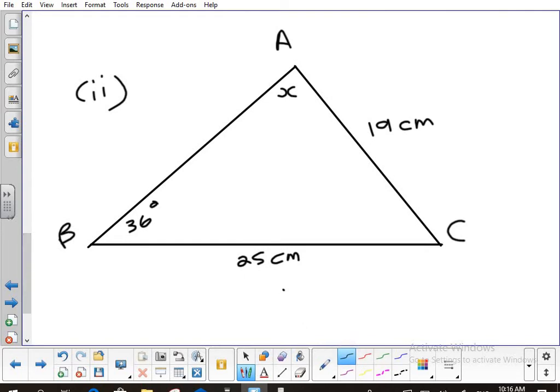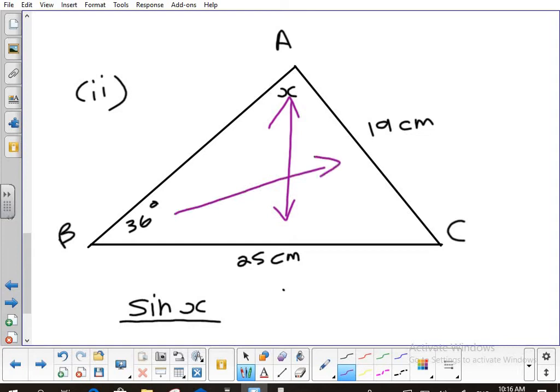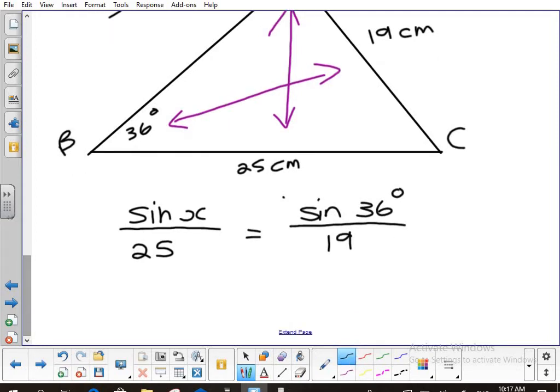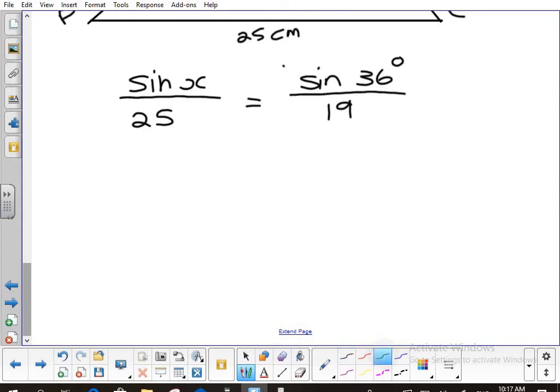So look here. I said that the sin of X, the thing that I'm looking for, divided by, now remember, we're working with angles and sides, opposites. So I'm going to use these because it's provided to me. So I'm going to go for the sin of X over 25 is equal to the sin of 36 degrees over 19. Now I say, all right, that means I'm going to look for the sin. So to solve, I'm going to have the sin of X.